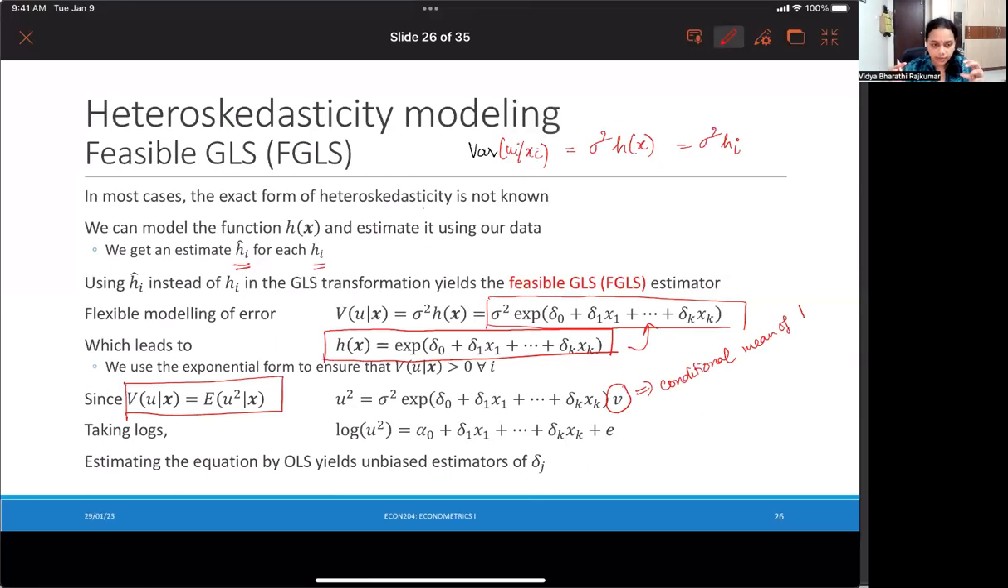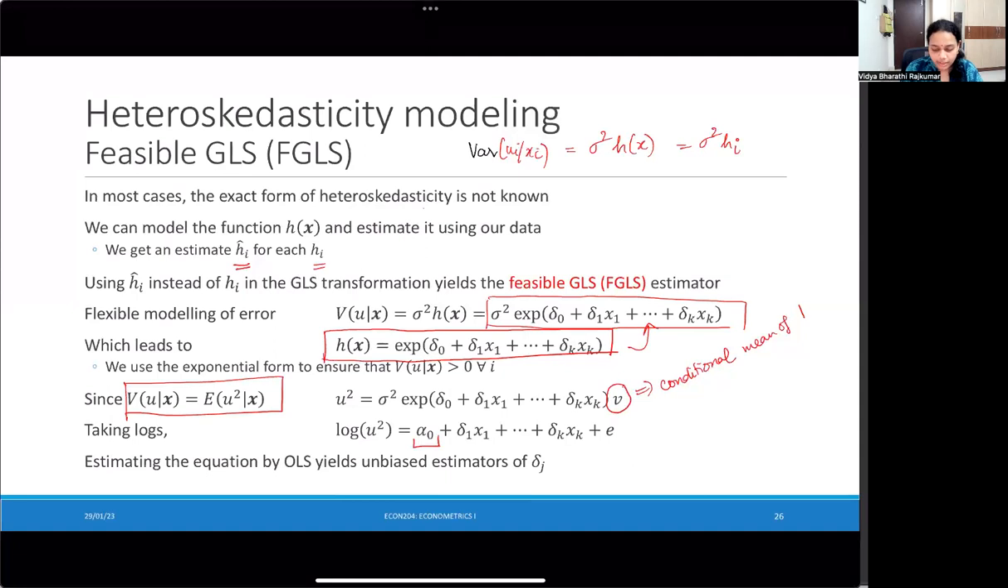If we take a logarithmic transformation of this expression, we'll have log of u squared on the left-hand side, and then you'll have log of sigma square, and then delta naught plus delta 1 x1 plus delta 2 x2 and so on up to delta k xk. And this log of v, I'm just going to call that e. And this intercept is actually going to be log of sigma square plus delta naught. But what the intercept is actually doesn't matter to us. What ultimately matters is that we now have an expression. We can now run a regression of log of u square on all of my x variables. And this will form the basis of how I get to my h of x function. So to recap, we're trying to figure out how to get an expression for h of x, and we're going to estimate that from our sample.